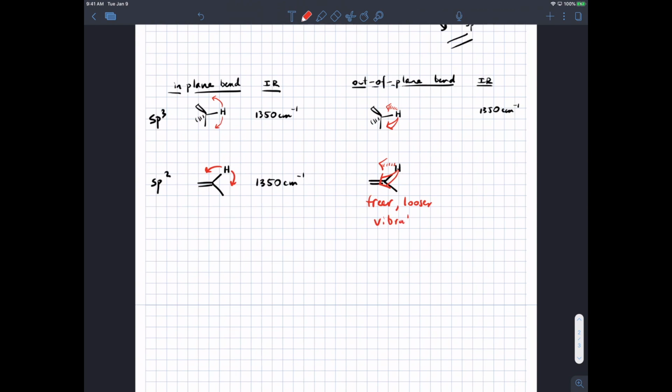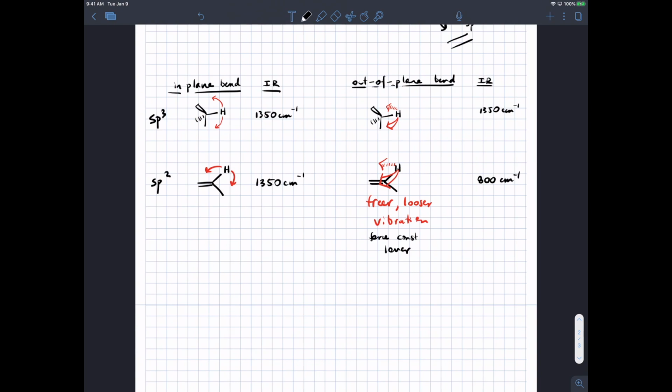Freer is probably not a word. More free, and its frequency, because it is freer, looser, its force constant is lower, and that means its vibrational frequency is lower. This vibrates at 800 wave number, which is substantially lower.